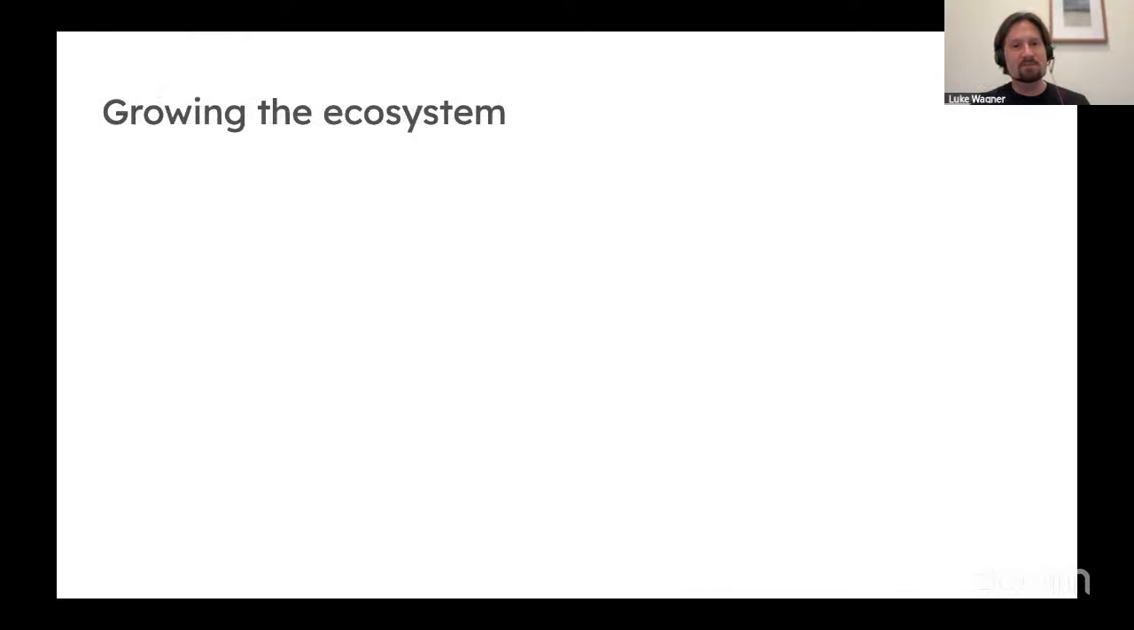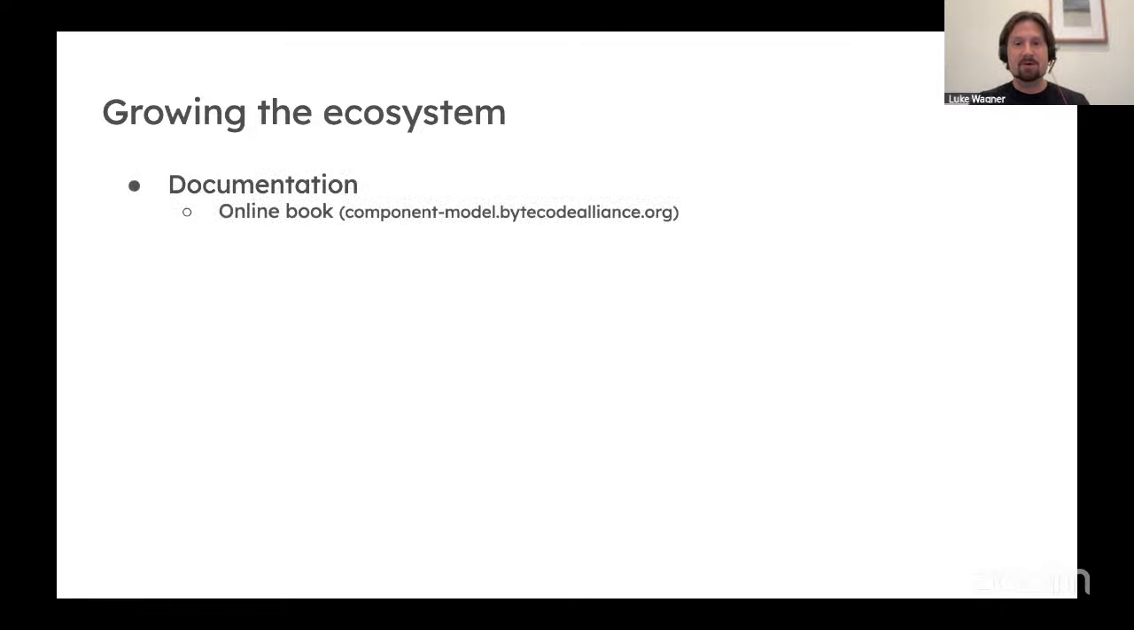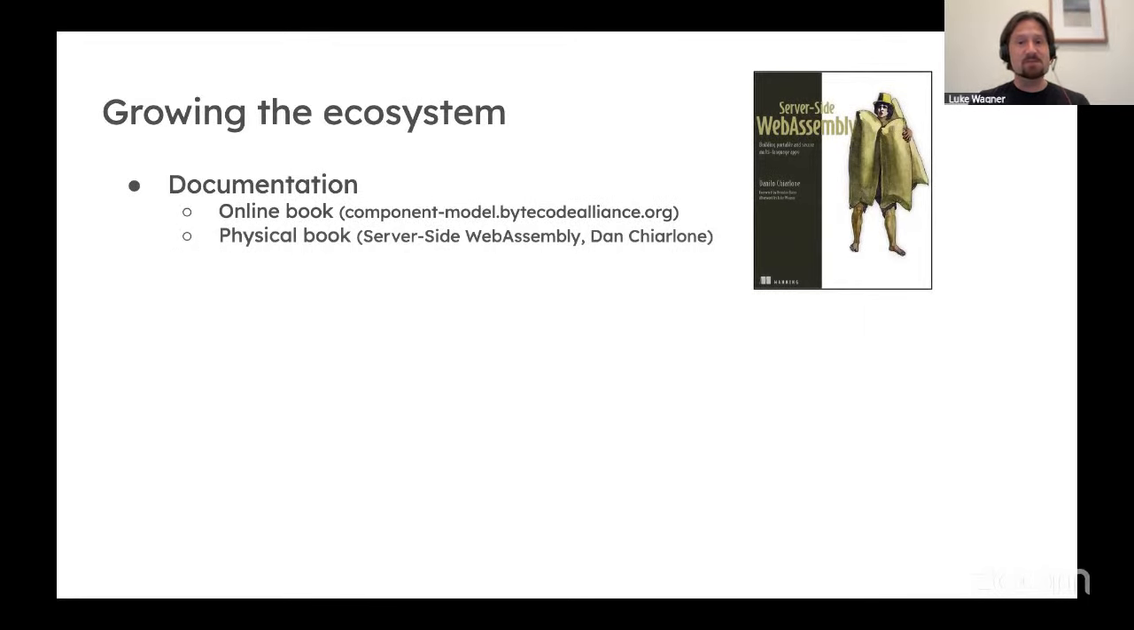Moving on, the fourth to-do for a 1.0 is to grow the ecosystem around the component model. And there's several big ways for us to do that. The first is to write more and better documentation. And of course, we already have an online component model book, which is a great starting point. And there's now also a physical book called Server-Side WebAssembly by Dan Chiarlone, which is awesome. And congratulations, Dan, for doing such a good job describing the state of the art. But of course, there's still a lot more introductory, tutorial, and reference content that we need to write for each language runtime and tool.